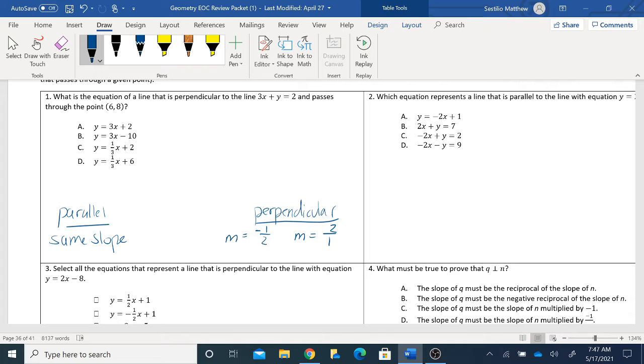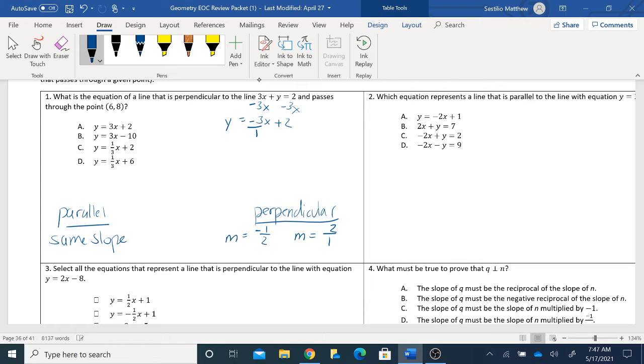So for number 1, it says, what is the equation of a line that is perpendicular to the line 3x plus y equals 2? This is not in the form y equals mx plus b, so I don't know exactly what its slope is. So I got to make it y equals mx plus b. I can do that, subtract 3x from both sides. So this would be y equals -3x plus 2. And maybe, like in algebra, you want to make your slope a fraction. This would be -3/1. So what are we looking for?